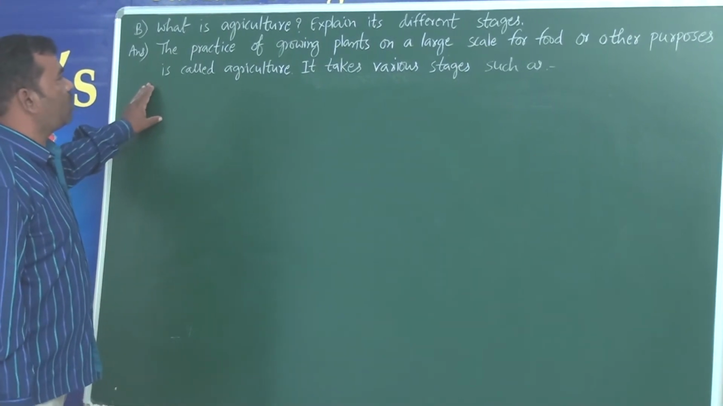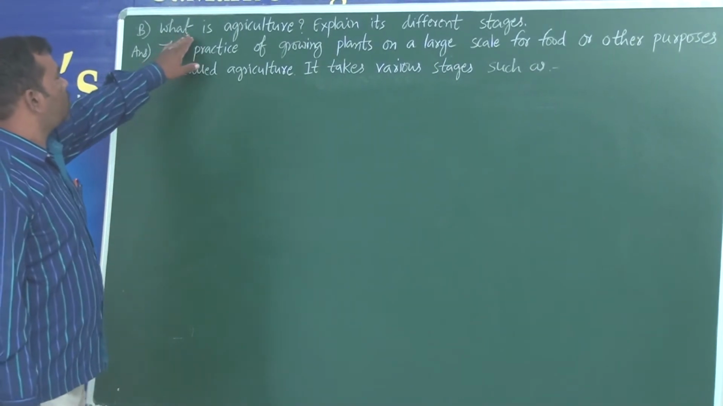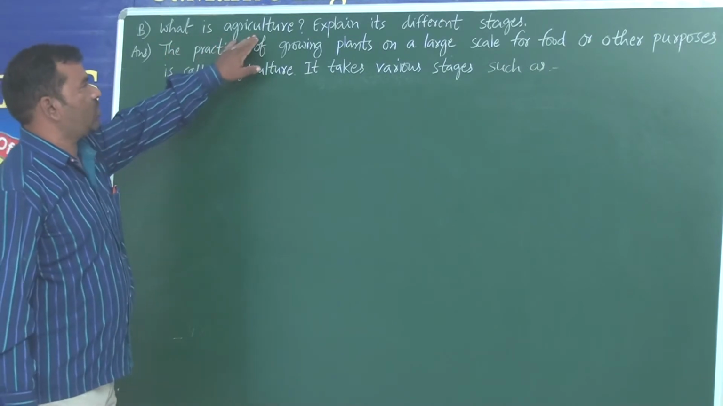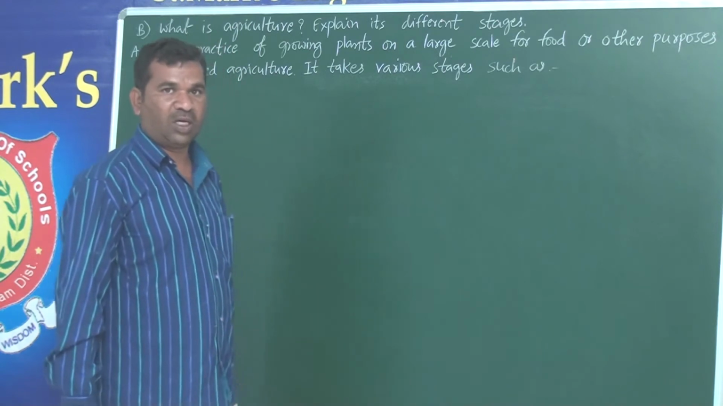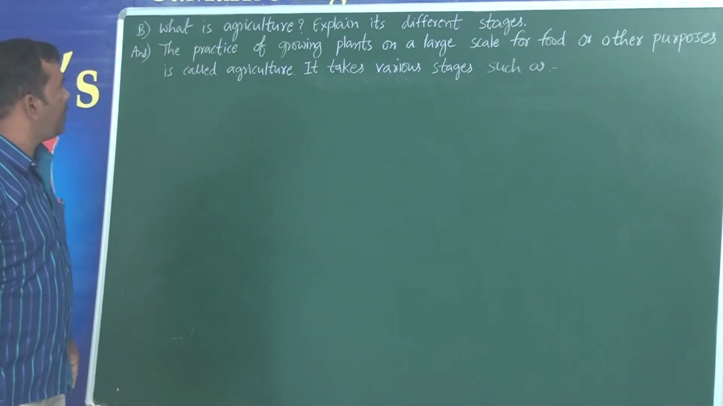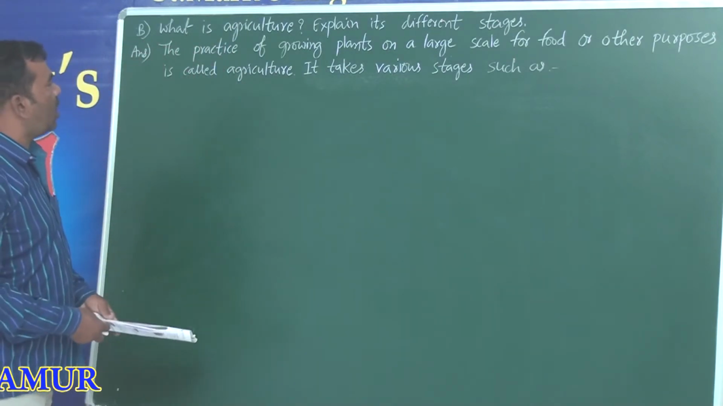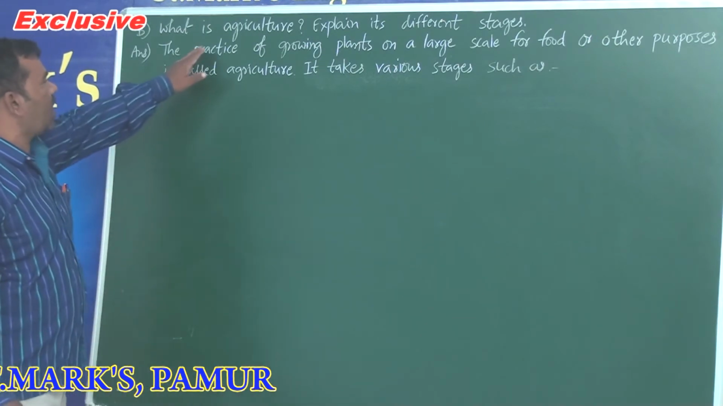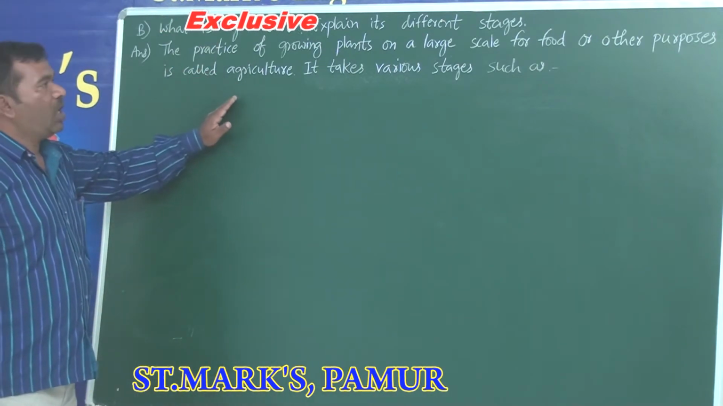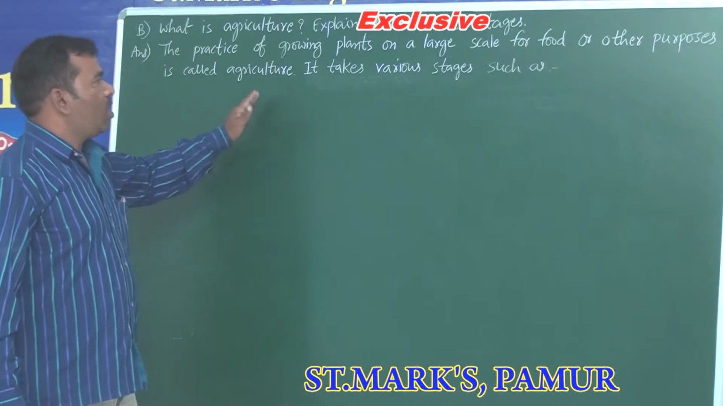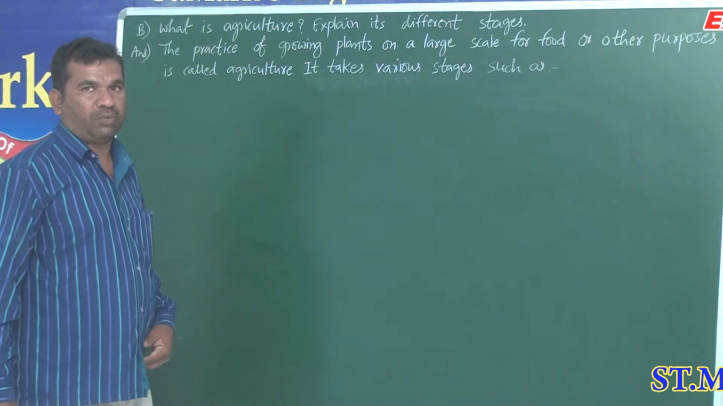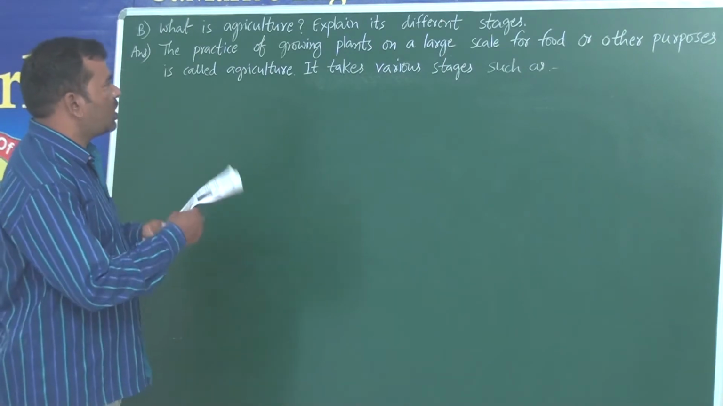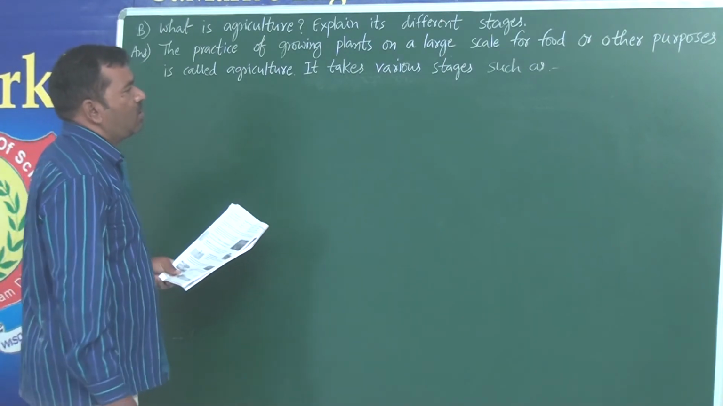Need to read what the second question is. The second question is, what is agriculture? Explain its different stages. Understand? So first we need to describe what agriculture is. Later on, the various stages it goes through also have to be mentioned.